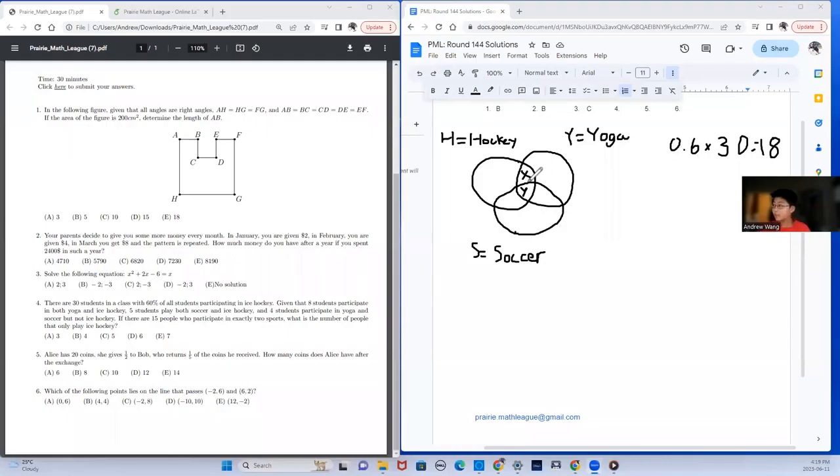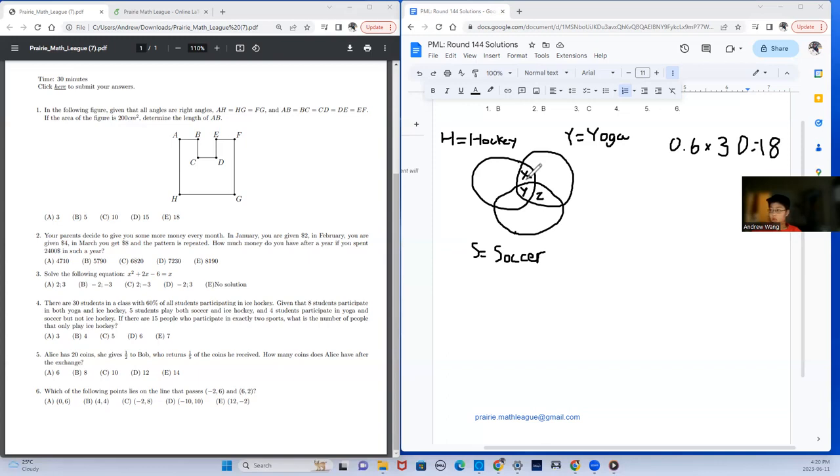So X is the amount of people who only choose to do hockey and yoga and not soccer. Now we'll set another thing as Z. Z over here is the amount of people who participate in yoga and soccer, but not ice hockey. So they're only in that part.